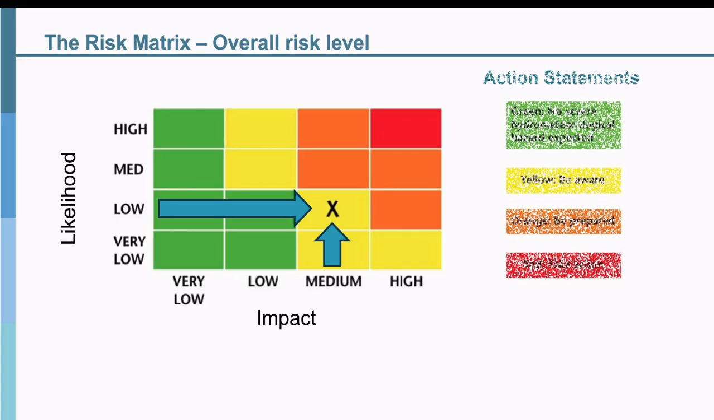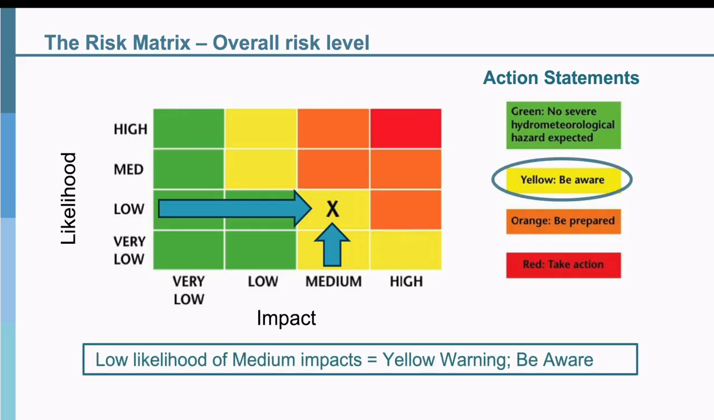In this example, some action statements have been associated with the risk color. From green to red, the action statements are: no hazard expected, be aware, be prepared, or take action. For our example yellow event on the risk matrix, which shows low likelihood of medium impacts occurring, the message is to be aware. These action statements help to deliver the message of what the first responder or warning service provider needs to do during any given event.